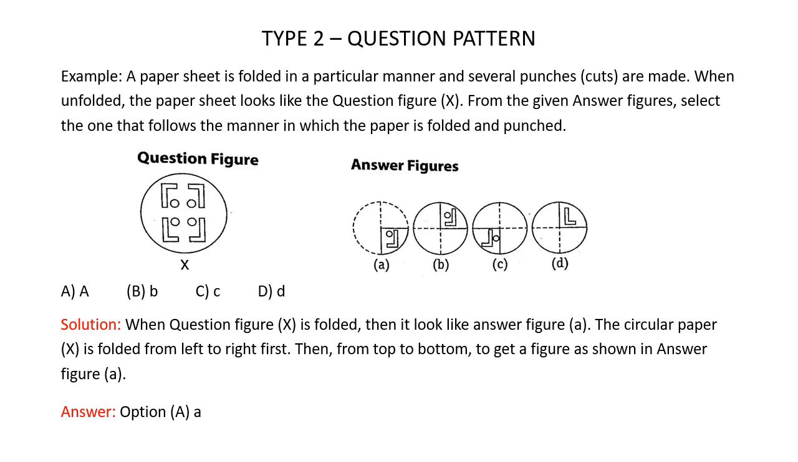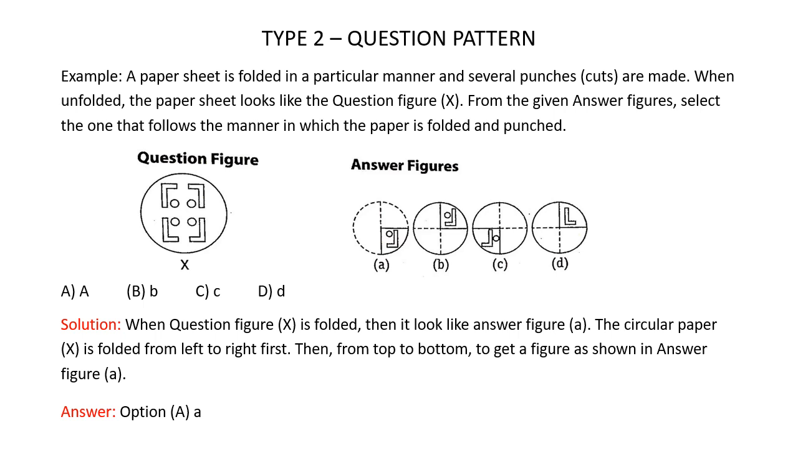Now, when question figure X is folded, then it looks like the answer figure A. So the circular paper X is folded from left to right first, and then from top to bottom to get the figure as shown in answer figure A.